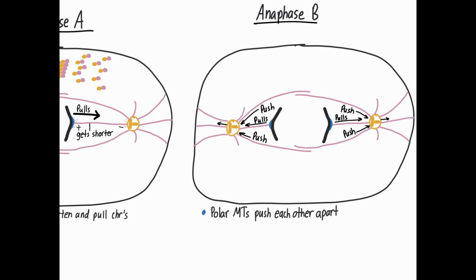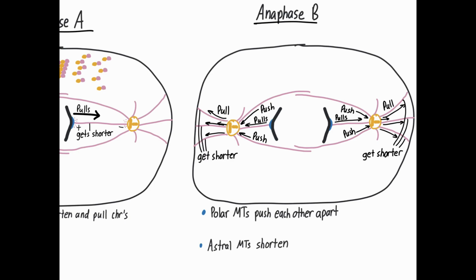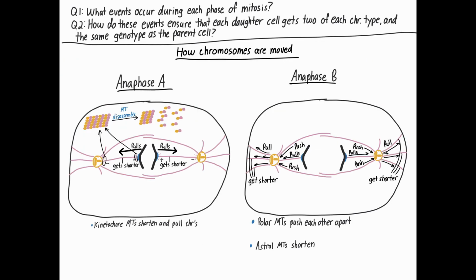At the same time, each centrosome is also pulled towards its end of the cell by the shortening of the astral microtubules. So it's these that get shorter. All of this, the shortening of the kinetochore microtubules, the pushing of polar microtubules against each other, and the shortening of astral microtubules, results in the chromatids moving towards the ends or the poles of the cell.